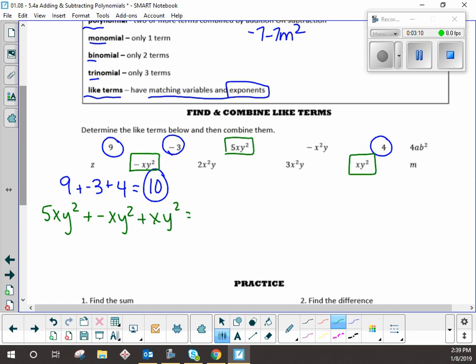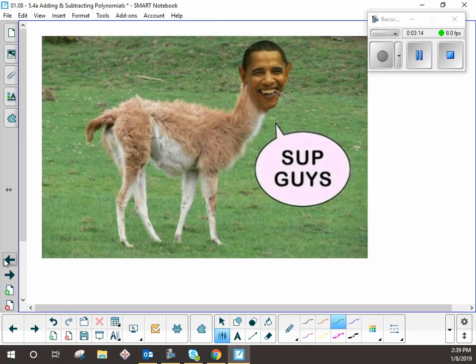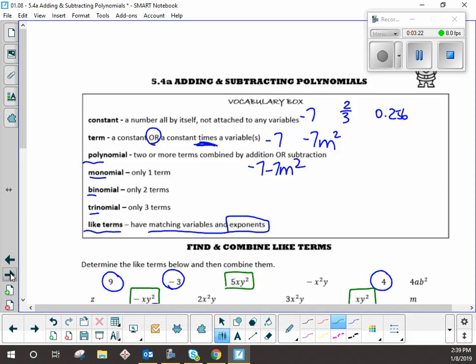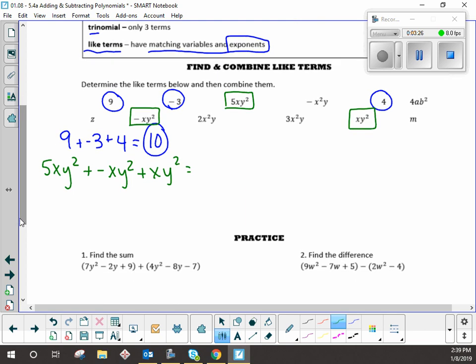Now here's the thing, when you're adding or subtracting stuff that has variables and exponents. Oh, sorry. I had no idea why that was funny. I don't even know what was funny. I just said math. All right.